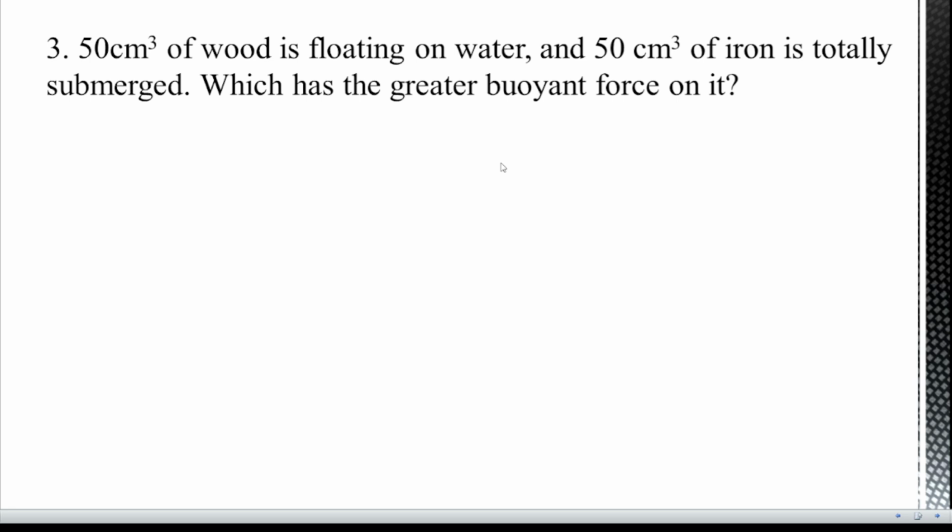Generally, since iron is denser than the wood, it displaces more water when submerged, even though they have the same volume. Therefore, the iron experiences a greater upthrust force or buoyancy force than the wood. Great.